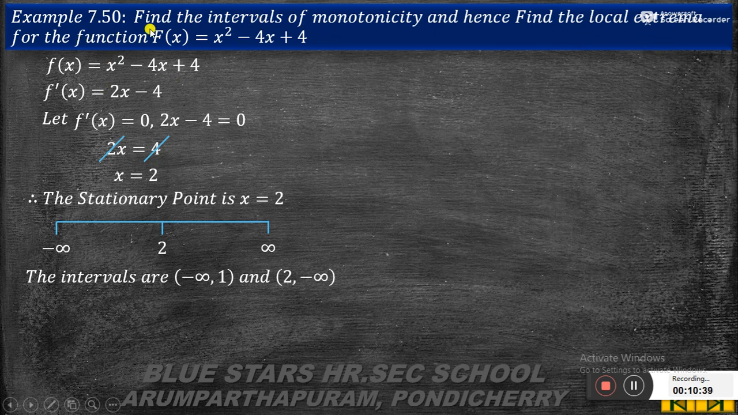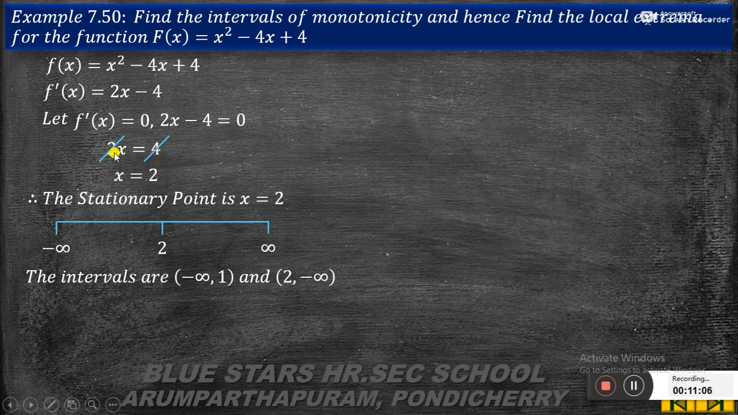So first I write the given function, small f of x, not capital F of x: small f of x equal to x square minus 4x plus 4. Next I differentiate the given function: f dash of x equal to 2x minus 4 into the derivative of x. So next step I take f dash of x equal to 0. So 2x minus 4 equal to 0, 2x equal to 4.